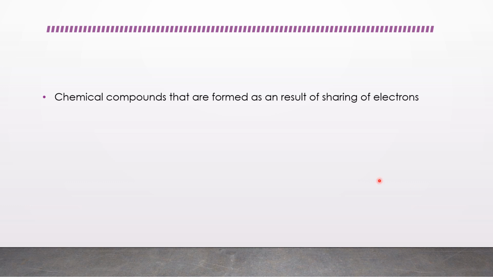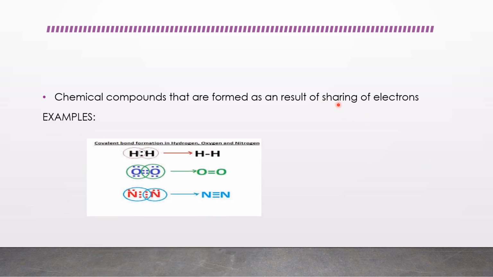And now we are going to see the examples. As we already know, it's formed as a result of sharing of electrons. As we already saw in hydrogen, the bond between H and H is covalent because it shares electrons. Hydrogen has one electron and another hydrogen has one electron. They share to form covalent bond. And in oxygen too, they share electrons.